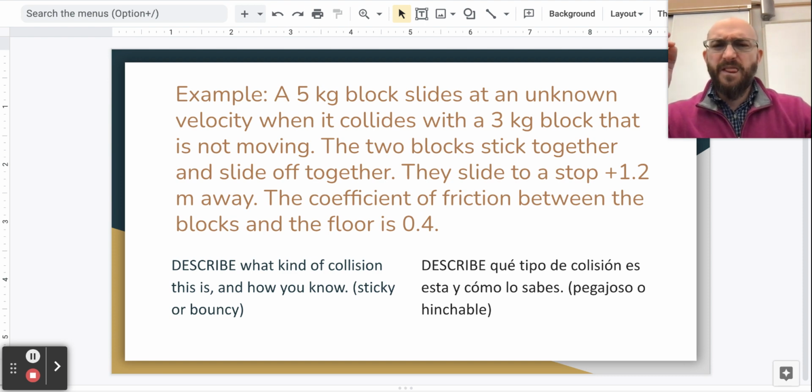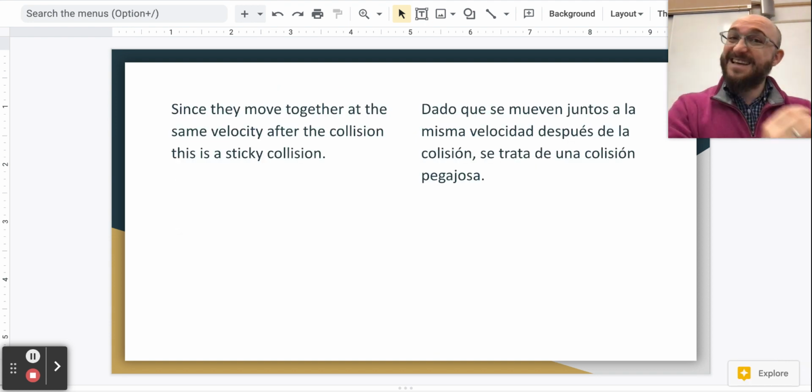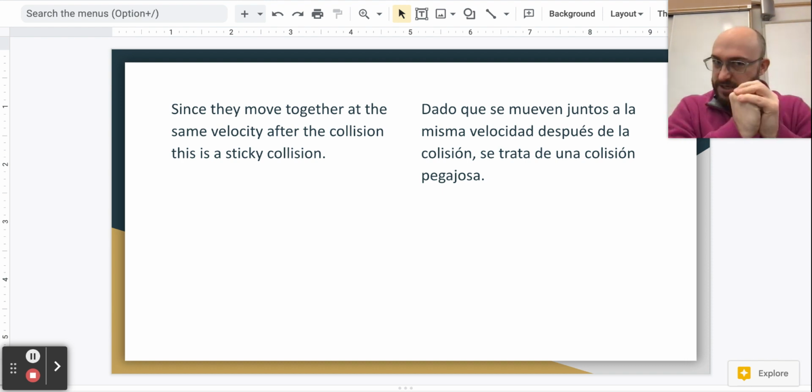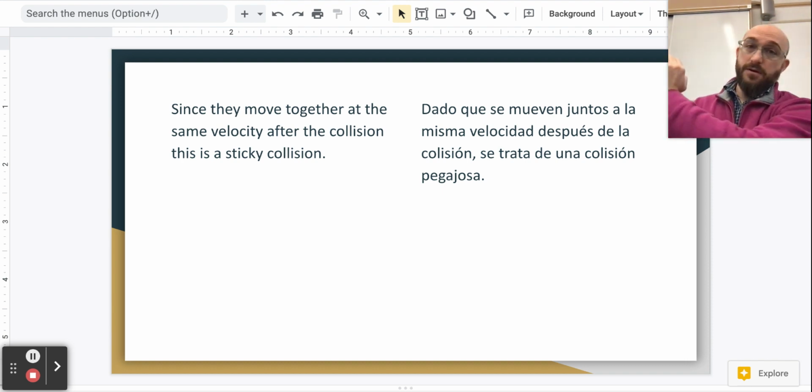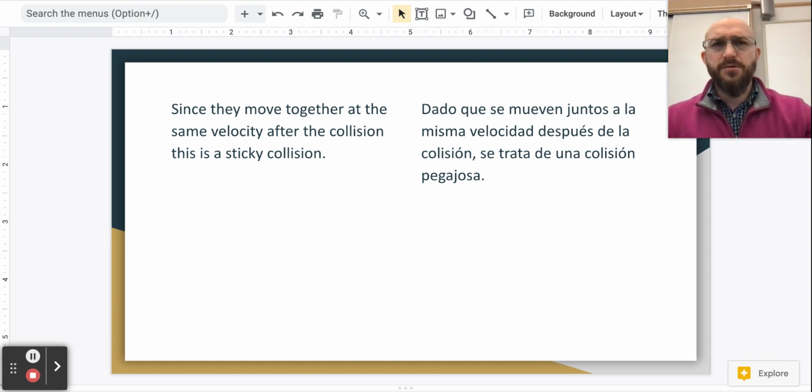All right, what kind of collision is this? Well, this is an inelastic collision, specifically a sticky collision, because they literally stick together and move together as they go. All right, that one's pretty easy.